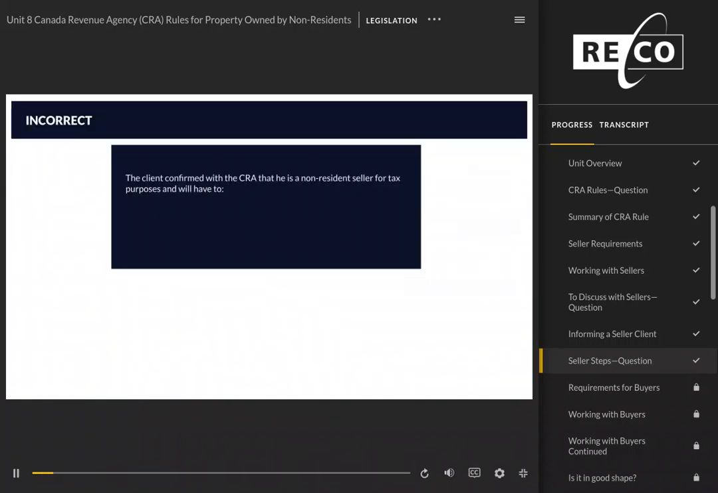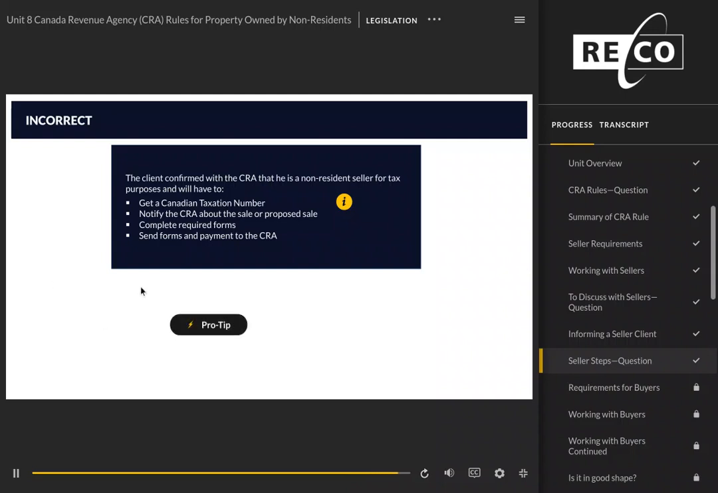That's not correct. The client obtained an opinion from the CRA, and he is in fact considered a non-resident for tax purposes. This means he will have to get a Canadian taxation number, notify the CRA about the sale or proposed sale of the property, complete the applicable notification forms, and send the required forms to the CRA with payment or security. While the seller can ask Shannon to list at a higher price to offset the tax amount, it is a choice and not part of tax requirements for CRA compliance. Click the Pro Tip button to learn more.